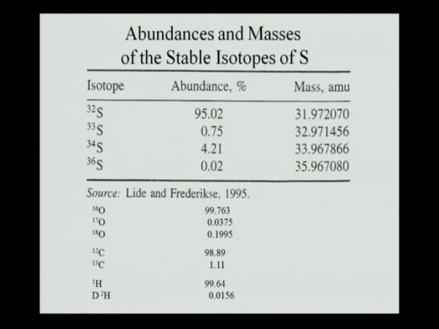The isotopes of sulfur: there are four stable isotopes, 32, 33, 34, 36. The most abundant is 32, 95%. Second is 34, 4.21%. And therefore the ratio of this minor to the major is regarded as an indication for the sulfur isotope systematics. There is a radiogenic 35, which occurs in very small amounts.